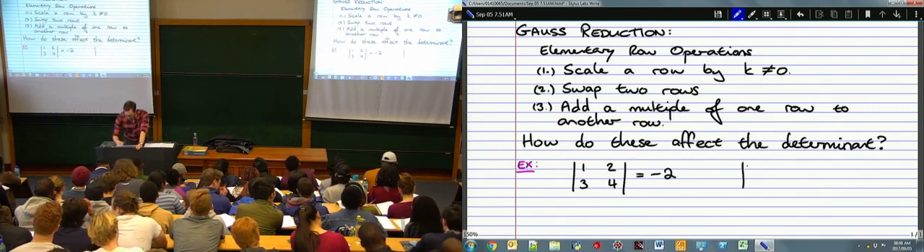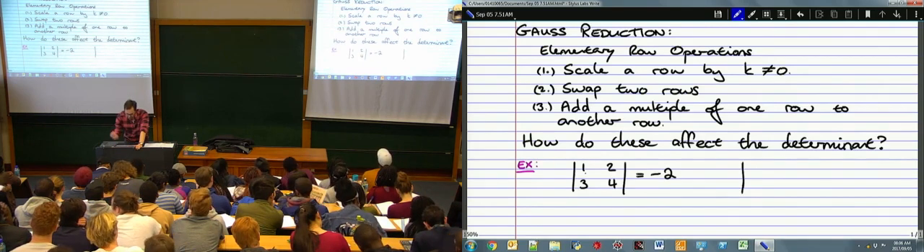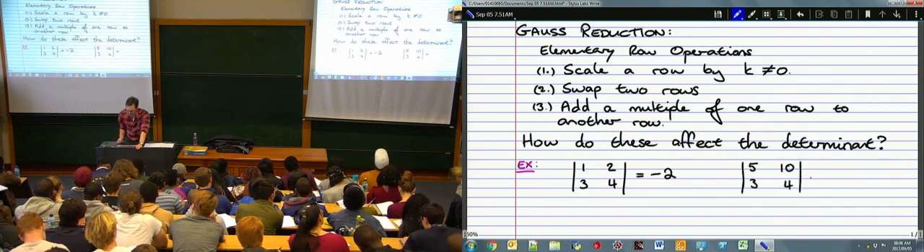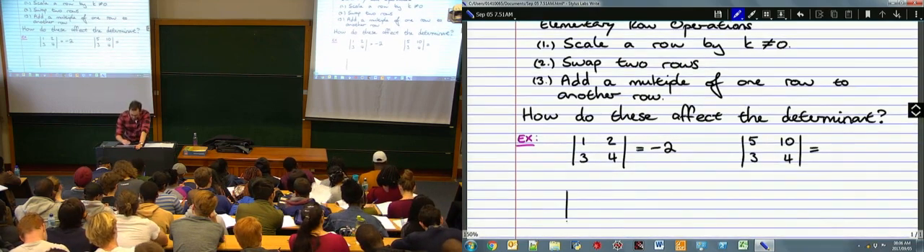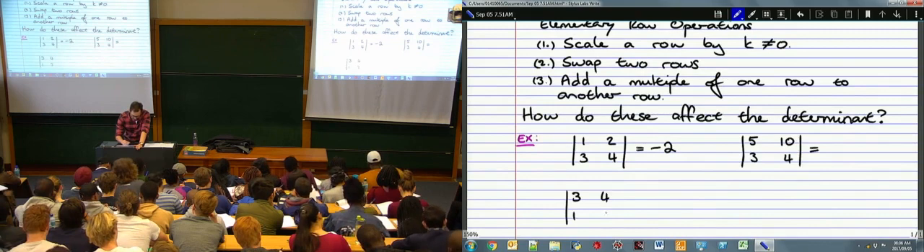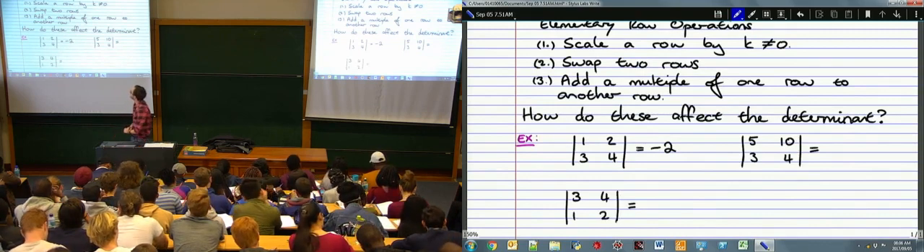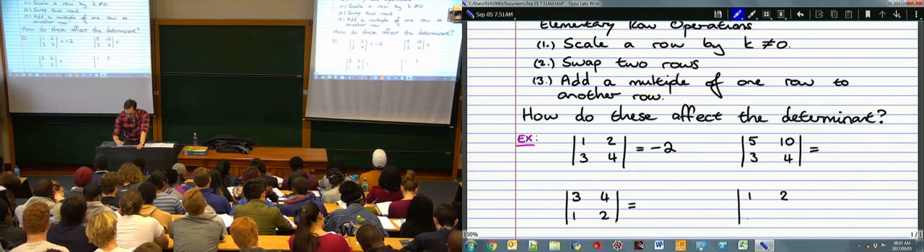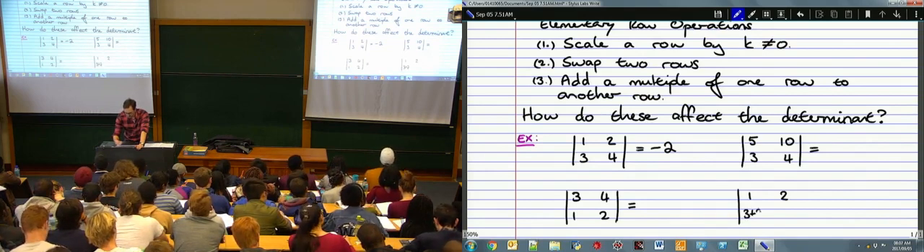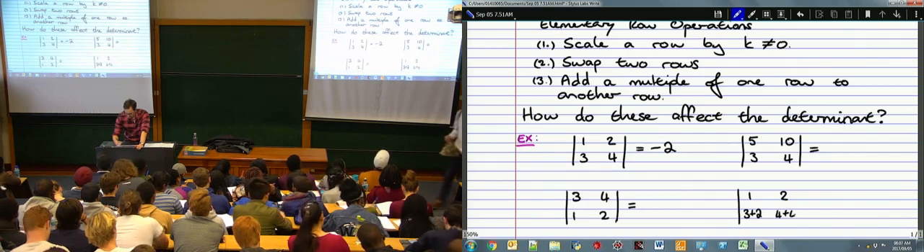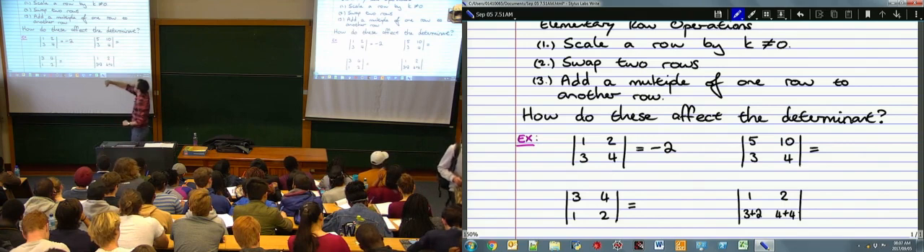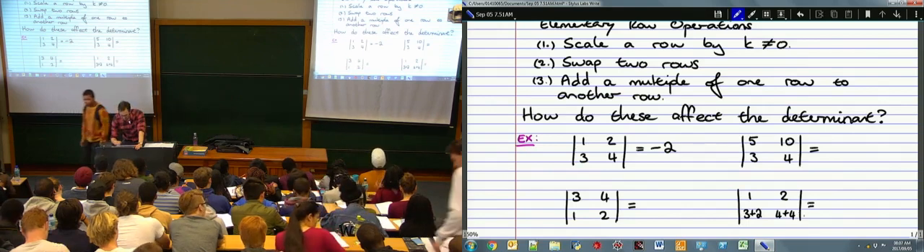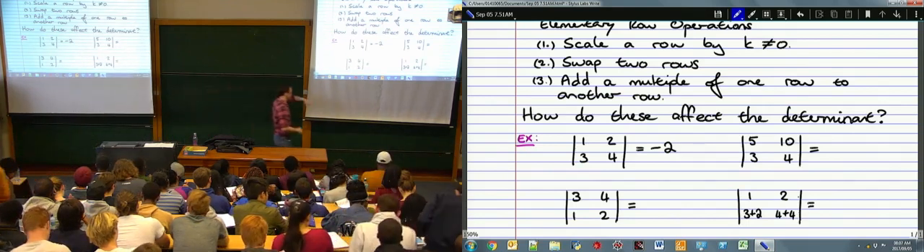So let's say we've got a row which, instead of 1, 2, let's multiply everything by 5. So we have 5, 10, 3, 4, and you can calculate the determinant. And we can swap two rows, so we'd have 3, 4, 1, 2. Right? And then we could add a multiple of one row to another row. So let's say we've got 1, 2, and we've got 3 plus 2, and 4 plus 4. Right, so I've added 2 times the first row to the second row. So 2 and 4, added them over here. So take a moment and calculate those determinants.